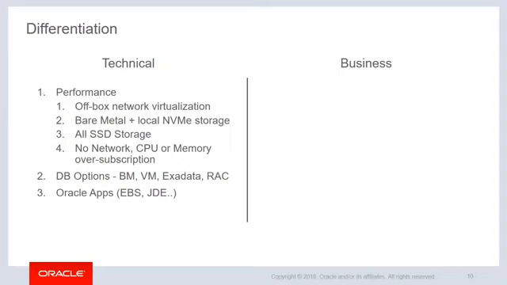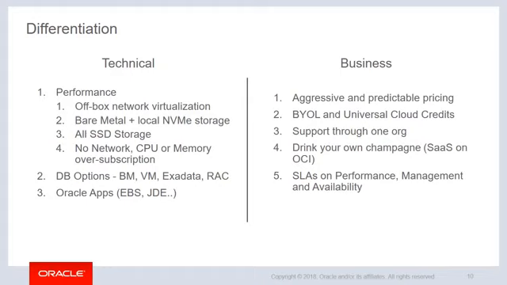Now on the business side, we have a few differentiators as well. The first one is the pricing we have for Oracle Cloud Infrastructure services is significantly cheaper than competing options. In many cases, these are many times cheaper than a competing service from other cloud providers. We also support bring your own licenses. So if you have database licenses, you can just reuse them in the cloud.